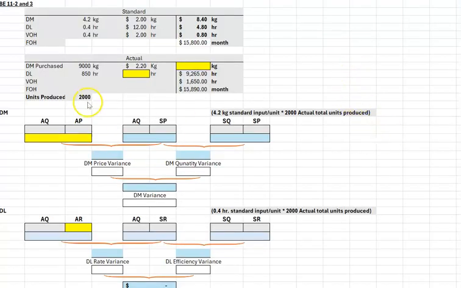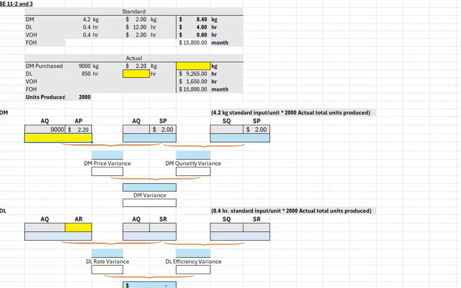So the first thing that I'm going to do is have a look at my direct material variances, and I always like to put in the information that I know first. Okay, so I can see right away that my standard price is $2 per kilogram. So we thought that we were going to pay $2 per kilogram. What we actually ended up purchasing was 9,000 kilograms. Okay, we actually purchased 9,000 kilograms at $2.20.